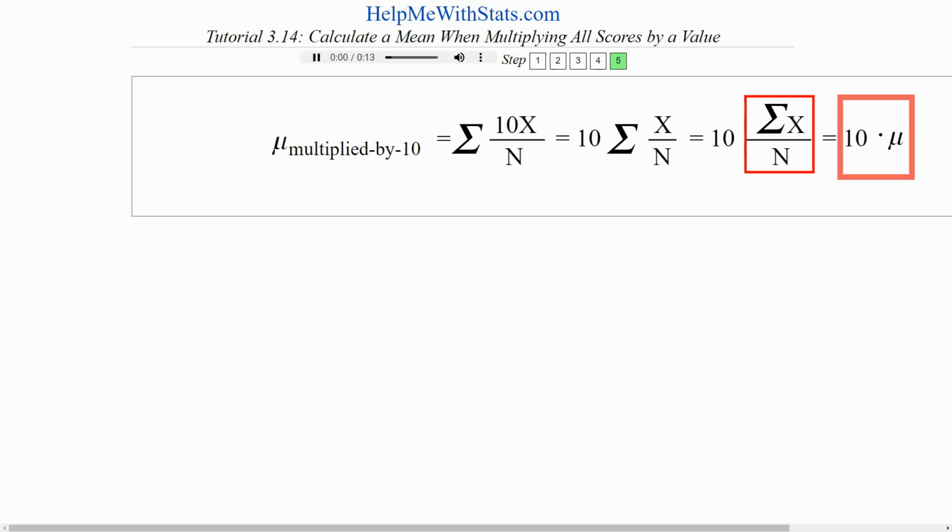But the sum of the original scores divided by the original n is the definition of the original mean, so we can substitute the original mean. We now have the new mean equal to 10 times the original mean.